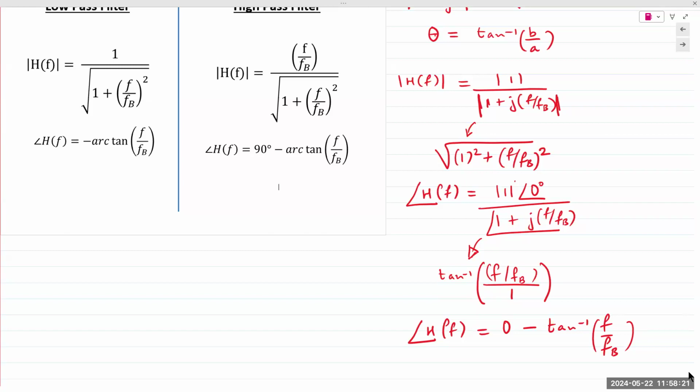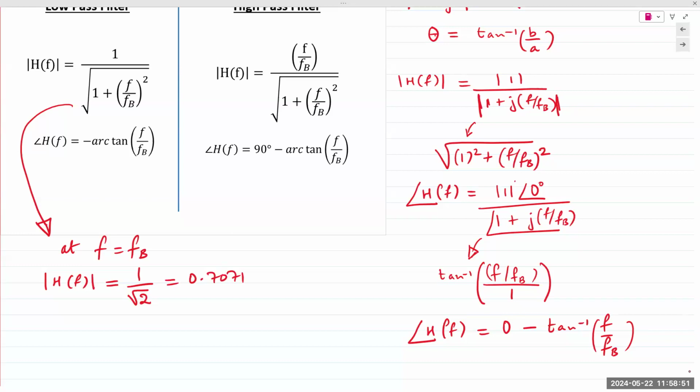And there's one more thing. What happens when the input frequency is equal to the break frequency? What is the value? 1 over root 2, which is where we get that 0.707 value. That's where it comes from.